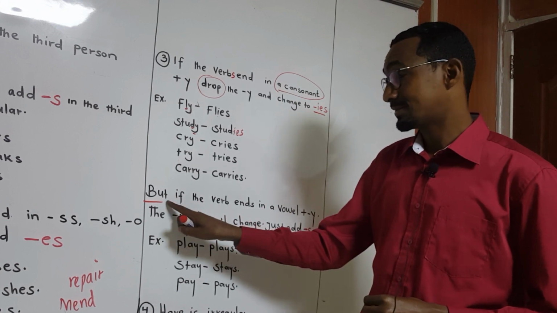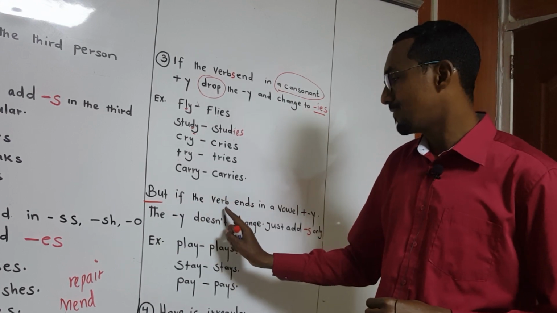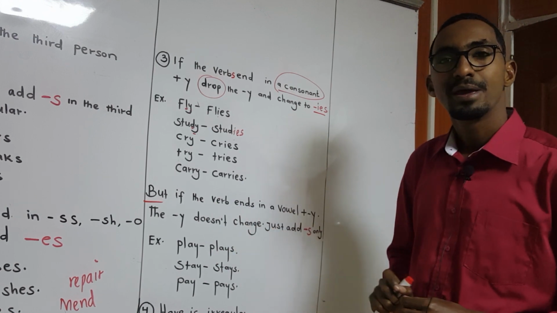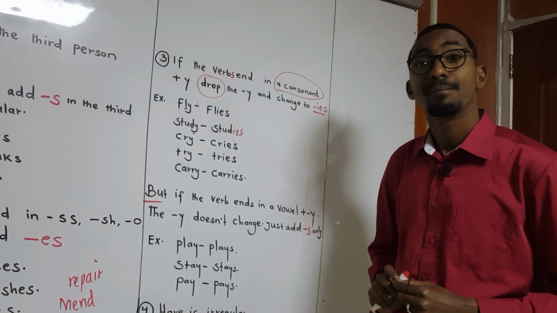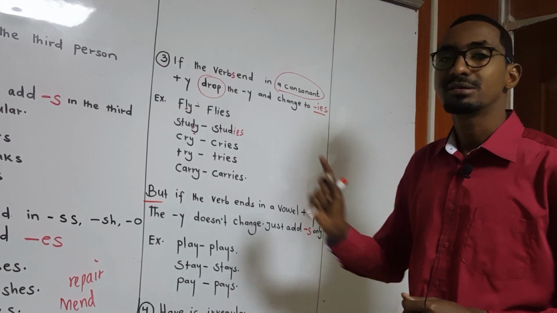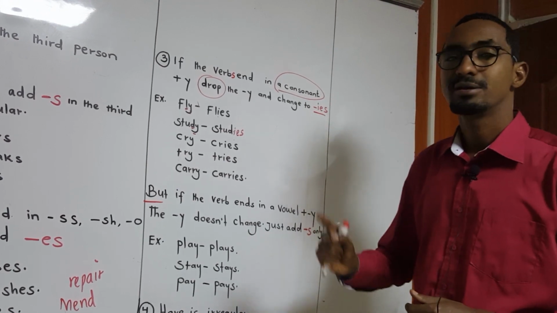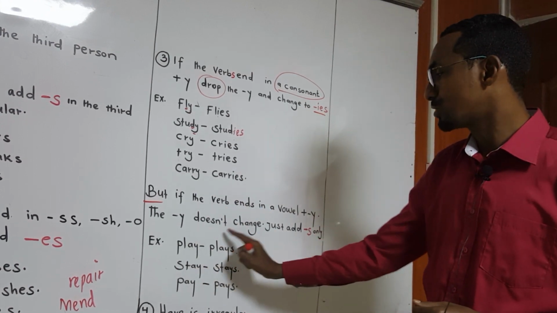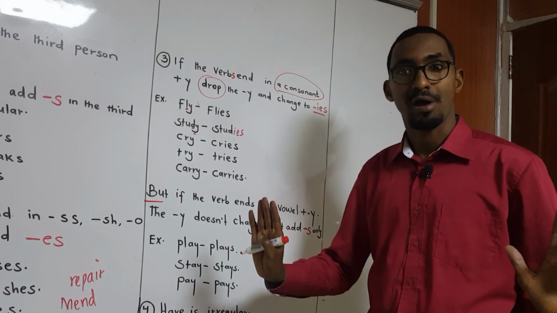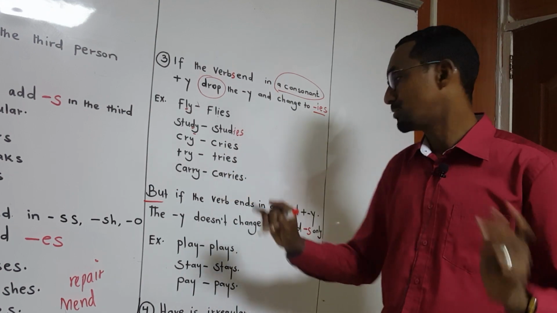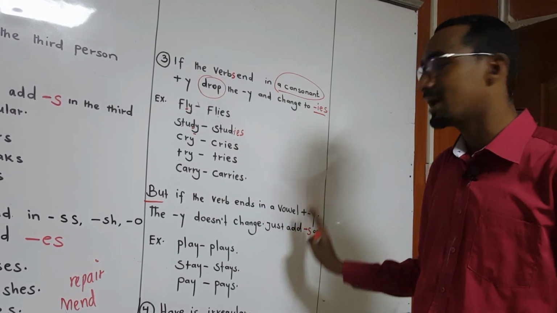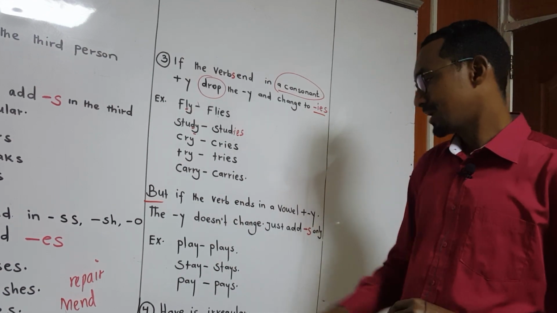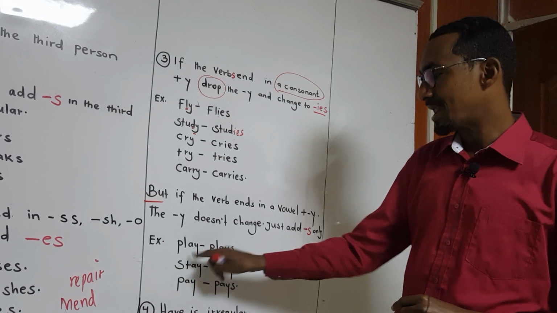But if the verb ends in a vowel plus Y, vowel, we learned vowels before, A, E, I, O, U. The Y does not change. The Y is not dropped in this rule. Just add S only. You just add S only. Full stop. Period. For example, play.